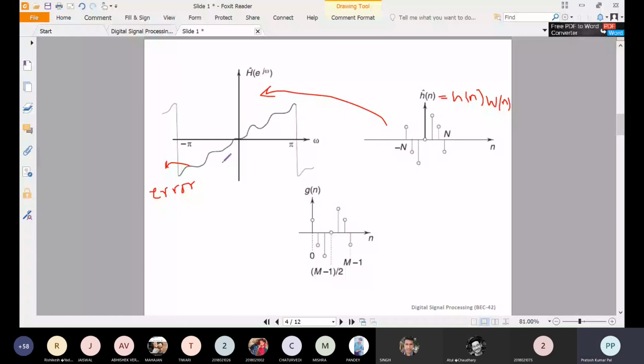Okay, so this g of n is just the shifted version of this one. If it is ranging from minus n to n, if we are going to make it into the positive direction only, this will be the function. So this g of n is the shifted version of your above function, the shifted version of this h dash of n. So finally, we will be finding out either h cap f1, h or g of n. This will be our desired FIR filter by using the window method.